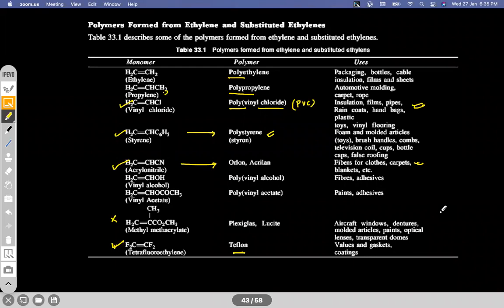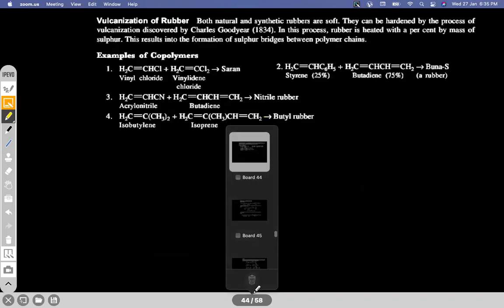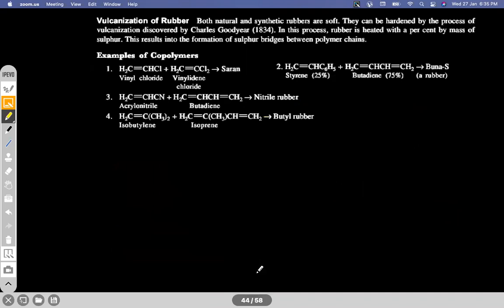Okay, copy this. Uses. Okay, next is vulcanization of rubber.